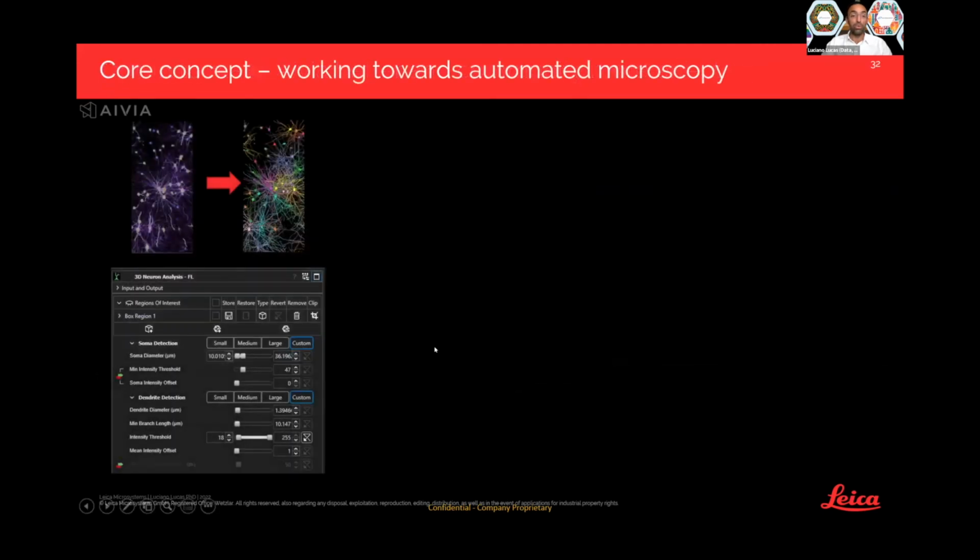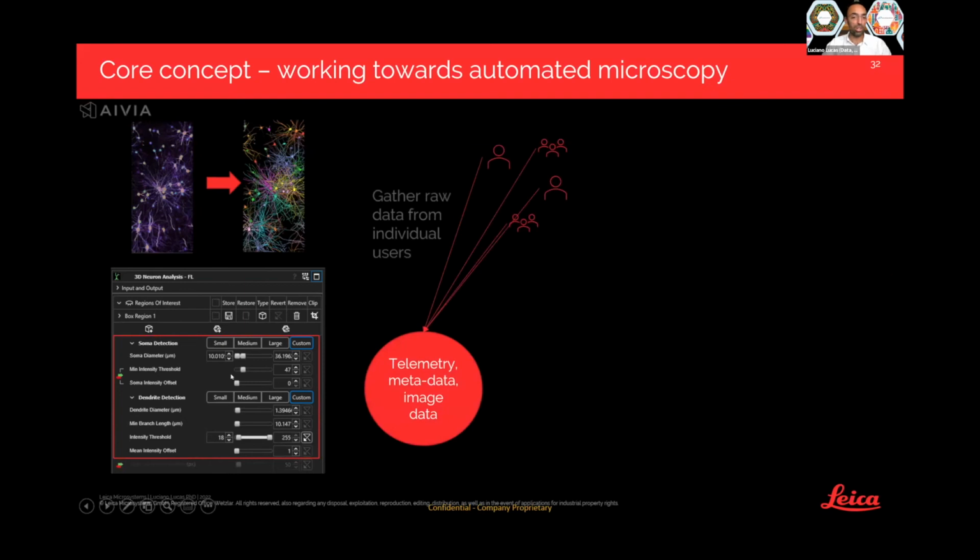Okay, so final slide, just to summarize the concept. We are looking at how users analyze their images using a non-machine learning image analysis recipe. So that's this recipe. And we're looking at how the user uses this recipe to get from a raw data set to a segmented data set. We're then using those parameters that they set. We call that telemetry.